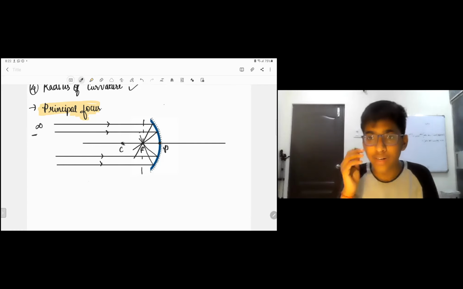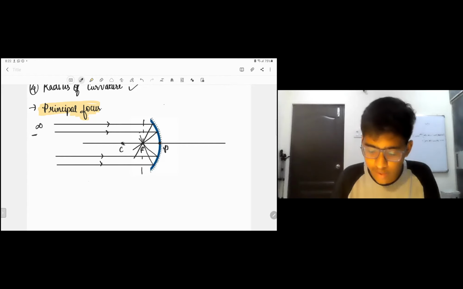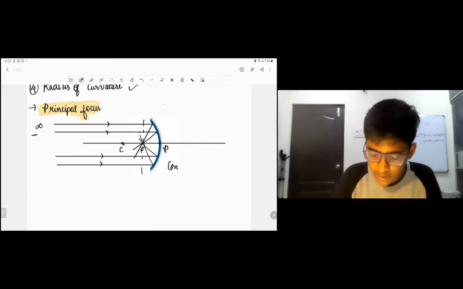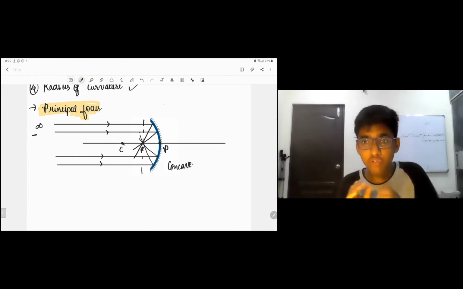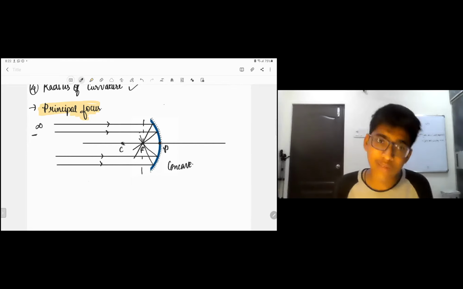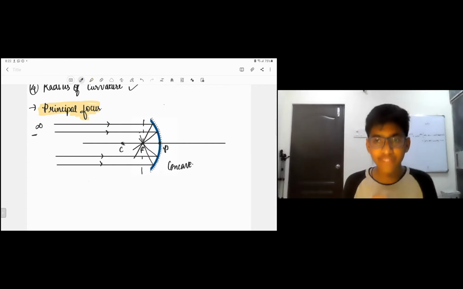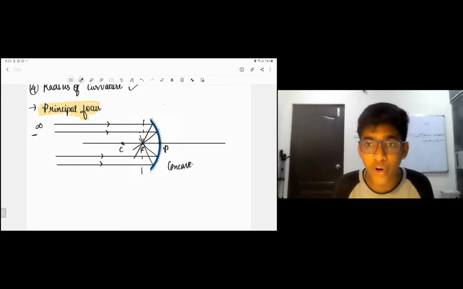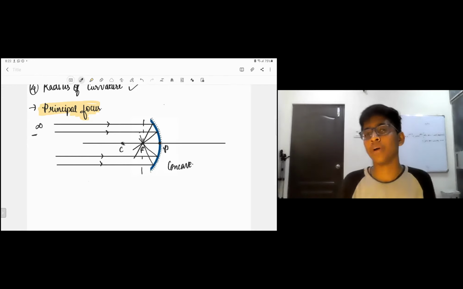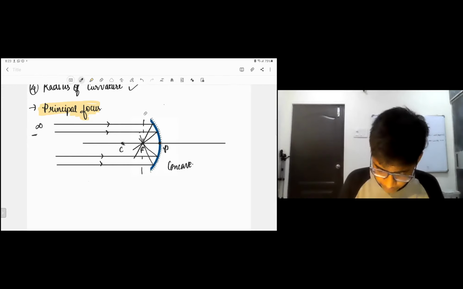Now we discussed this in a concave mirror. So this is for concave. Let me tell you the definition. In a concave mirror, the principal focus is where the rays coming parallel to the principal axis, after reflection from the concave mirror, all converge at one point. That point is the focal point. So that is the focus.